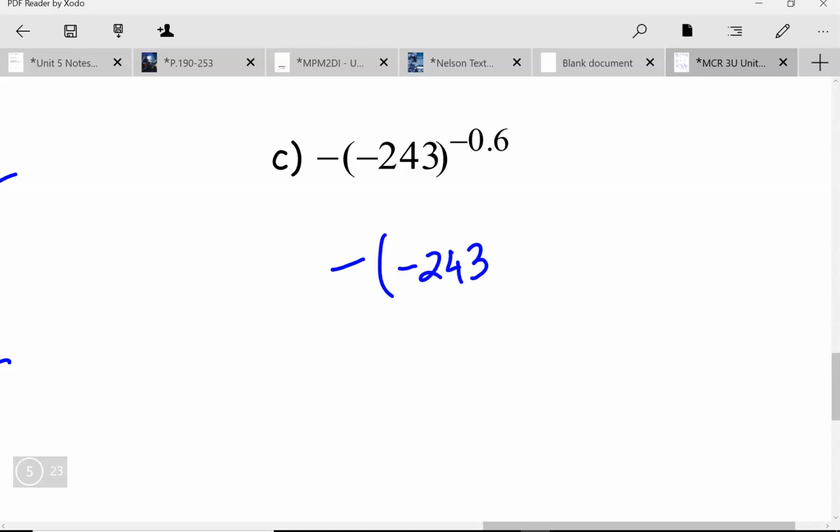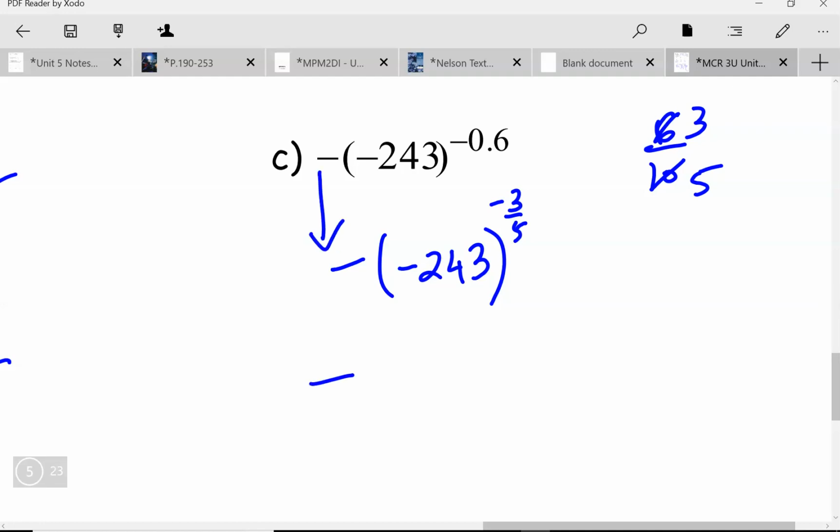Okay, negative 243. I know 0.6 is 3 over 5. How do I know that? I know 0.6 is 6 over 10, and then I'm just simplifying that to lowest terms, 3 over 5. So first, again, this negative is just going to stay outside until the end because it's outside the exponent. This negative is going to stay with the base. This negative I'm going to get rid of by moving 243 to the denominator.